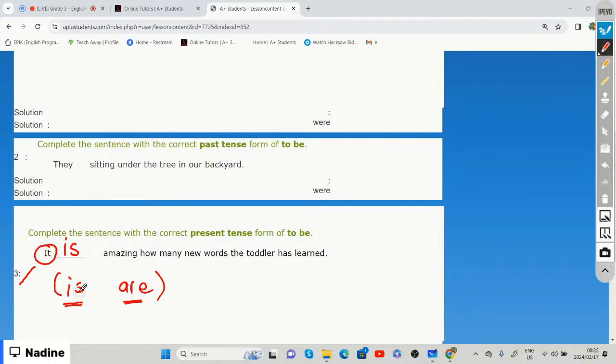That is in the present tense. But in the past tense, if it is singular, we would say it was, or he was, or she was. And then if this was plural, then it would have been are. So it is amazing how many words the toddler has learned. So well done, guys.